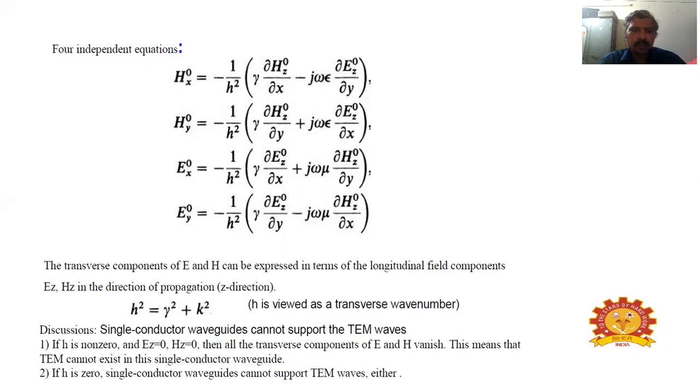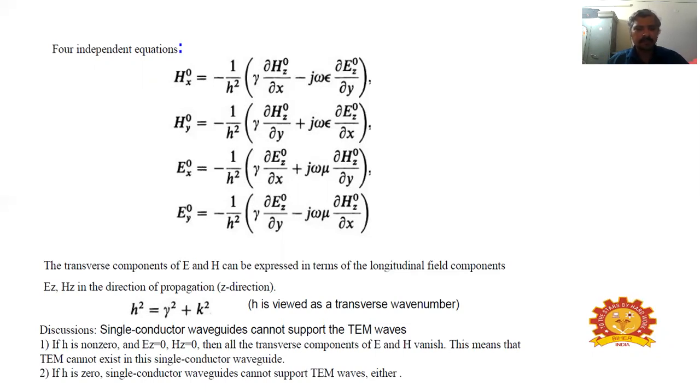The transverse components of E and H can be expressed in terms of the longitudinal field components Ez and Hz, in the direction of propagation, that is, the Z direction. Therefore, h squared is equal to gamma squared plus k squared.